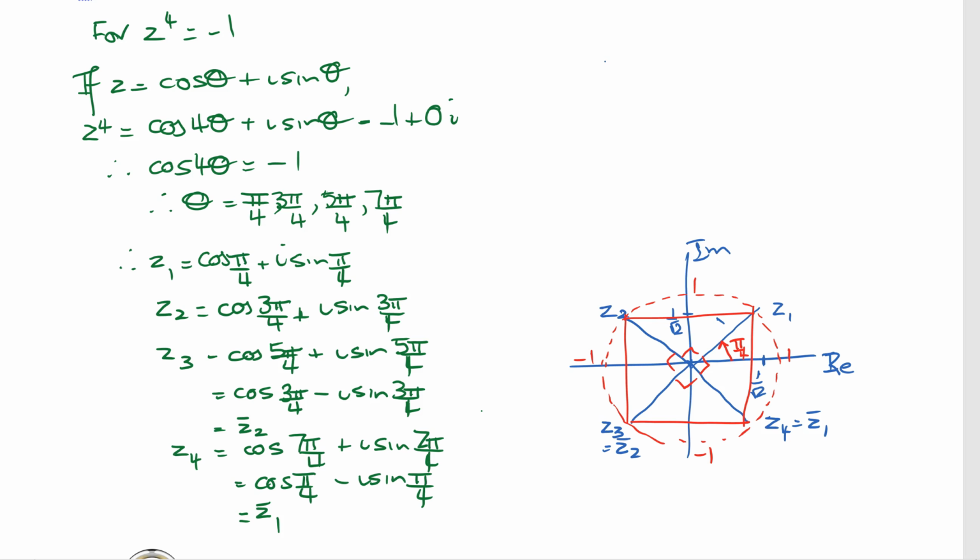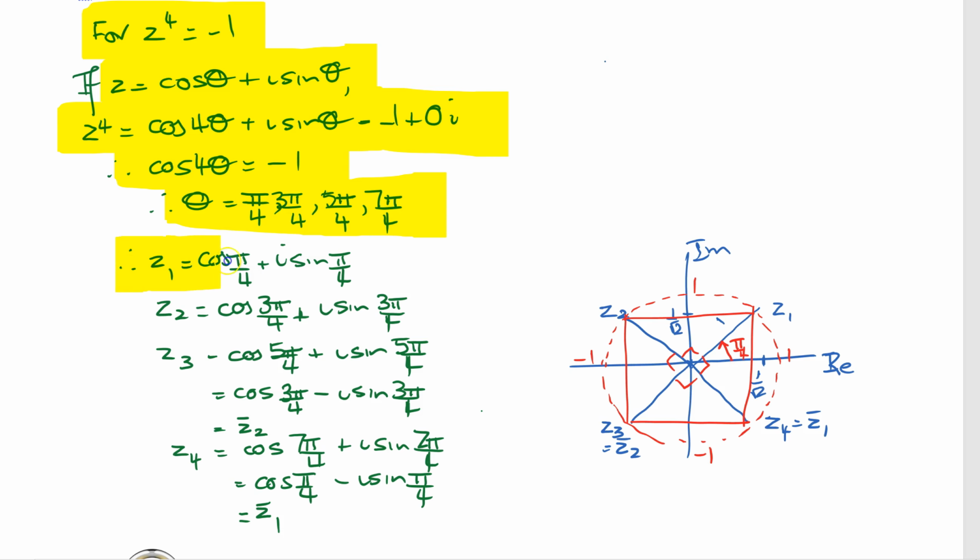Now finally, for z to the 4th equals -1. So we know that this is an even power. There are no real roots because there's no even power we can raise a real number to get a negative answer. So we expect to get 4 complex roots in complex conjugate pairs. But our methodology is the same. So if this is what one root is, then if we raise it to the 4th, that will be our set of roots. Equating the reals, we get this, which gives us the values of theta as these ones.